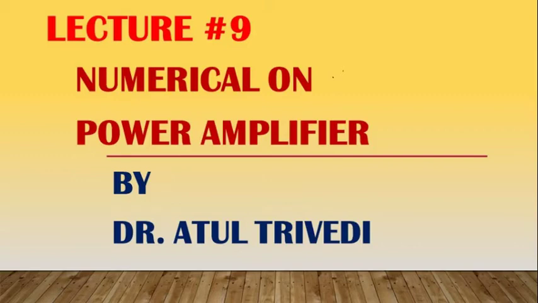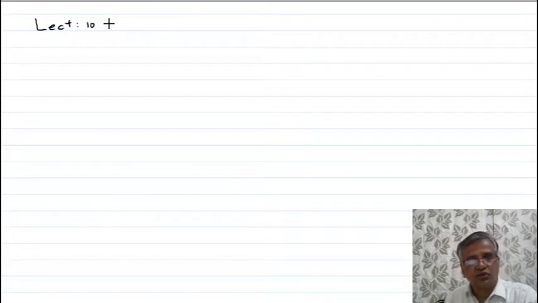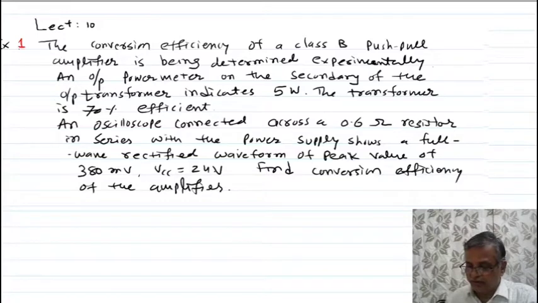Up to the 9th lecture we have discussed power amplifiers, and today I am discussing two numericals on a power amplifier. This is an experiment you are doing and you are getting such a result. The conversion efficiency of a class B push-pull amplifier is being determined experimentally, and an output power meter on the secondary of the output transformer indicates 5 watt.